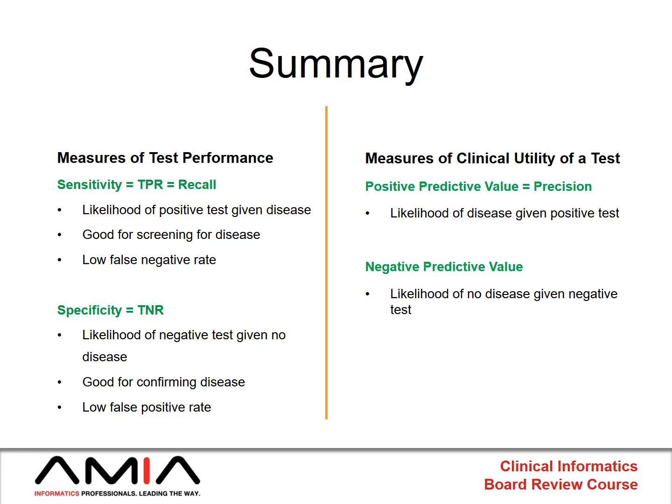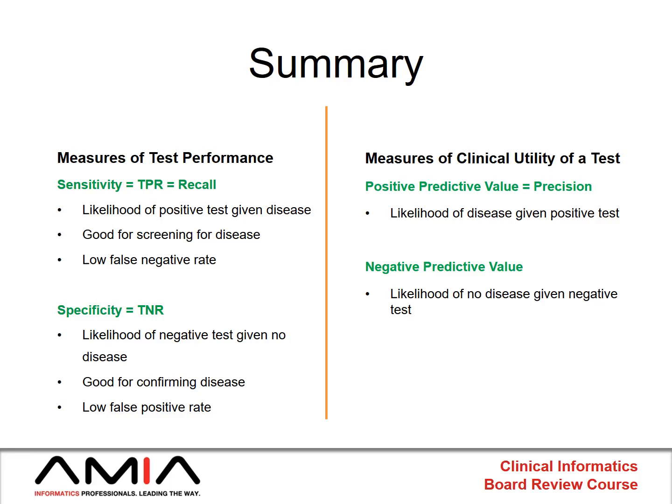Specificity is your true negative rate. It's the likelihood of a negative test given no disease. It's good for confirming a disease, and it has a low false positive rate. 1 minus specificity equals your false positives. And I should have said this earlier, but 1 minus sensitivity equals your false negative rate.